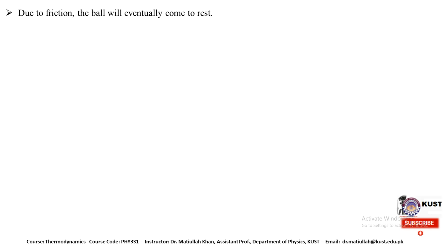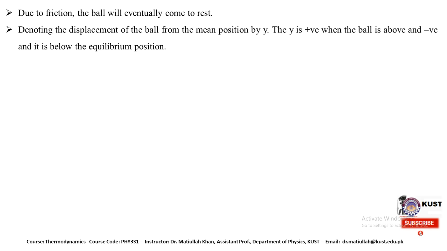So due to friction, the ball eventually comes to rest, because this is a type of dissipative oscillation. Denoting the displacement of the ball from the mean position by y, positive y means the ball is above the equilibrium position, and negative y means the ball is below the equilibrium position. A small positive increase leads to an increase in volume, which is denoted by dV.